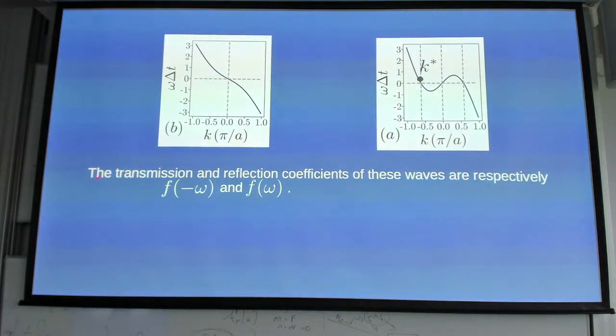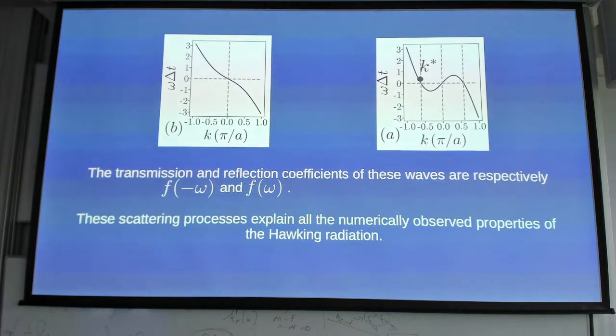And you can easily calculate the transmission and reflection coefficients for these waves. And indeed, as you would expect, the transmission coefficient is the Fermi-Dirac distribution at the negative Hawking temperature, and the reflection coefficient is the Fermi-Dirac distribution at the positive Hawking temperature. So really, these scattering processes explain all the numerically observed properties of Hawking radiation. They explain this flux of quanta coming out. They explain the correlations, because really these waves are in superposition of being inside and outside, so there's entanglement and correlations. So all these things are explained by a simple physical picture.